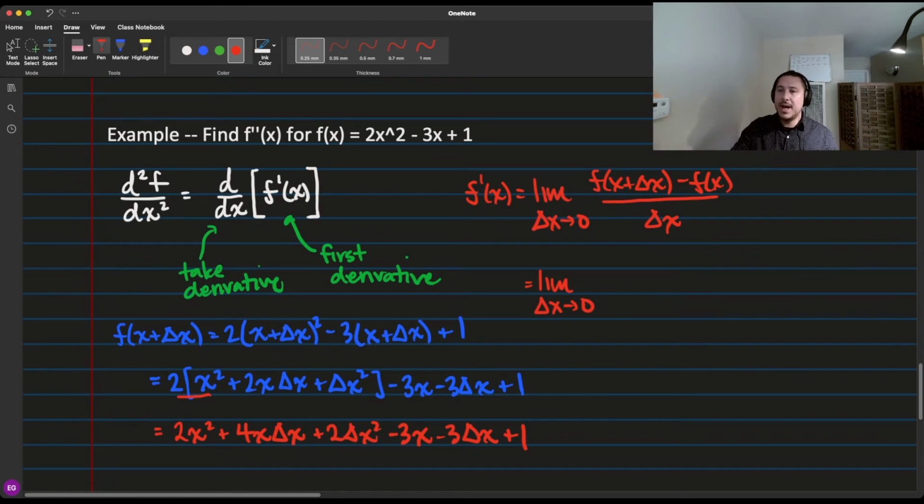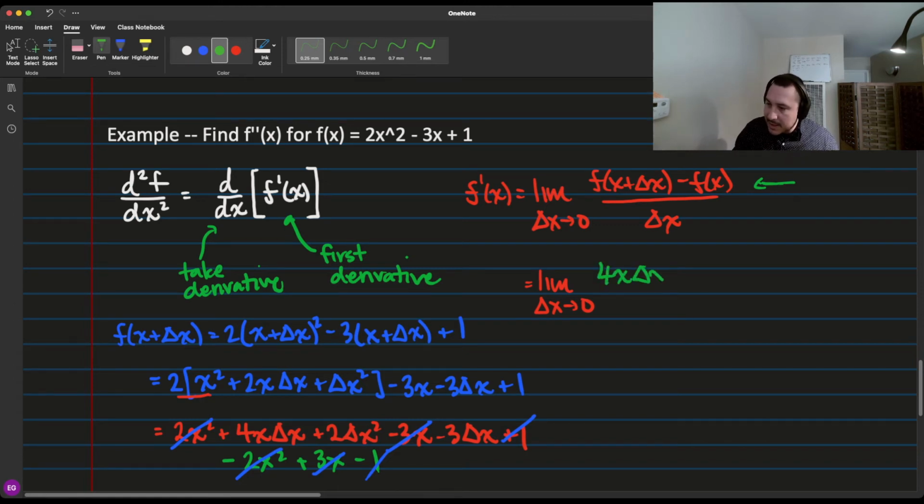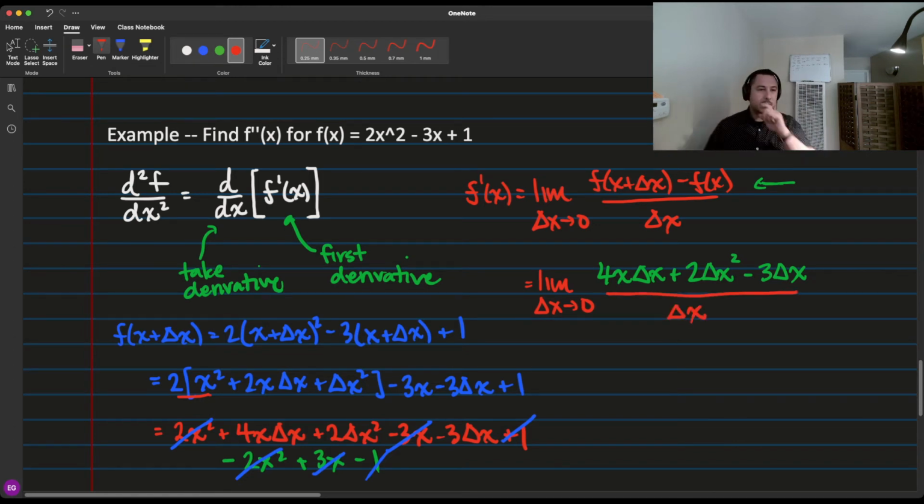Okay, so the numerator of this limit is f of x plus delta x minus f of x. So we're going to take that and subtract 2x squared, minus 3x is going to be plus 3x, and then minus 1 will be minus 1. If you look at those two, some things are going to cancel. The plus 1 and the minus 1 cancel. The 3x and the minus 3x cancel. The 2x squared and the minus 2x squared cancel, which leaves me with a numerator of 4x delta x plus 2 delta x squared minus 3 delta x, and all of that is over delta x.